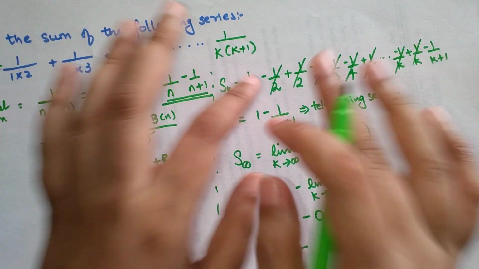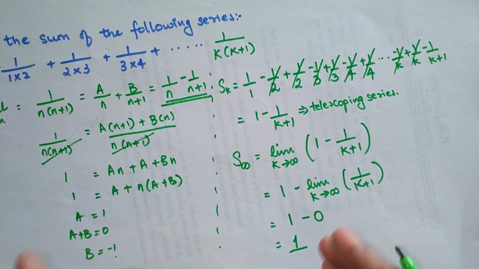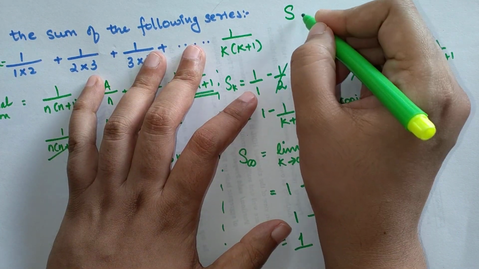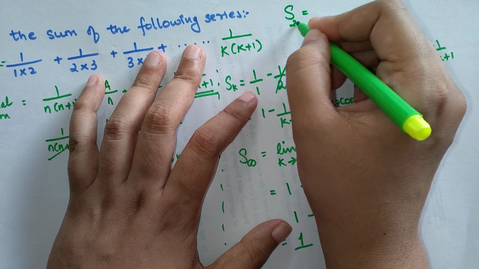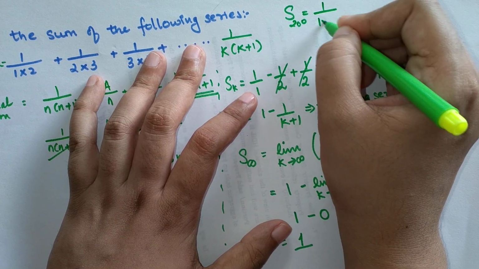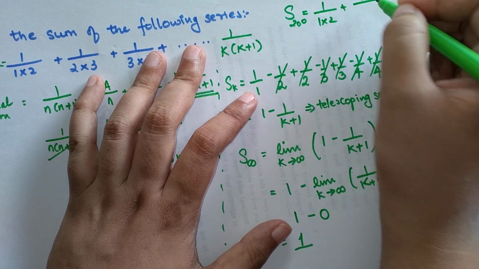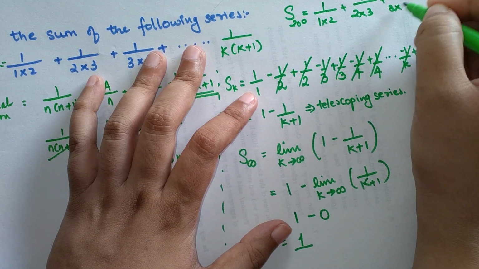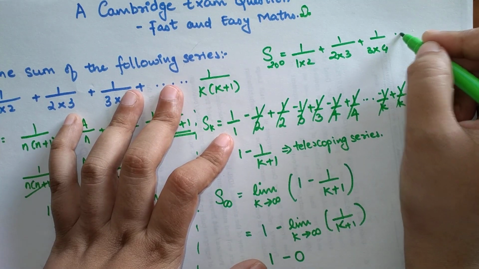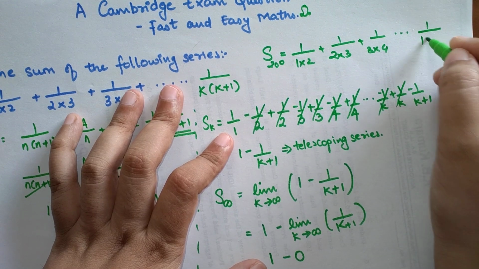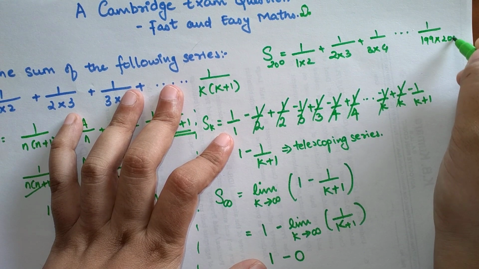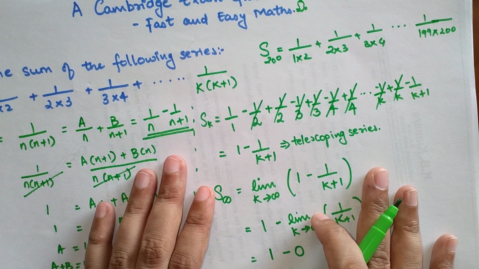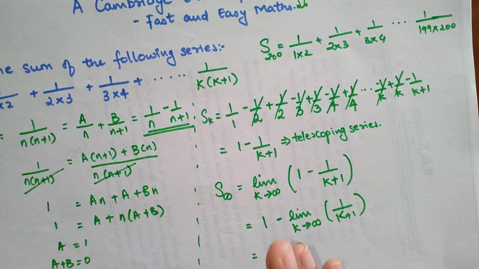Now coming to the question for this video, you need to tell me what is the sum up to 200. So 1 upon 1 into 2 plus 1 upon 2 into 3 plus 1 upon 3 into 4 going up to 1 upon 199 into 200. So please use the same logic and give this a try.